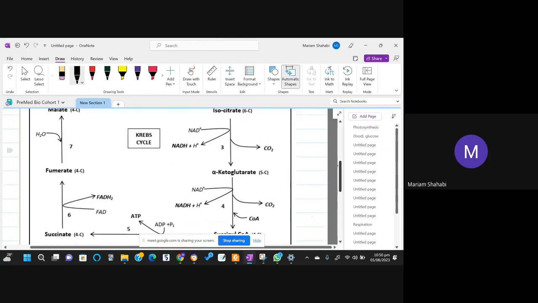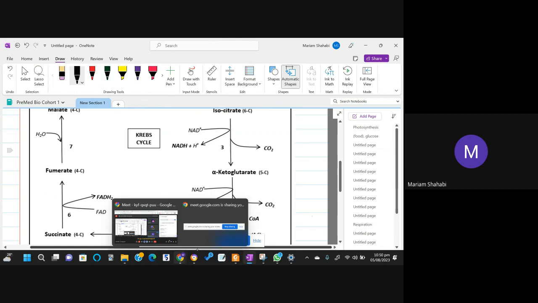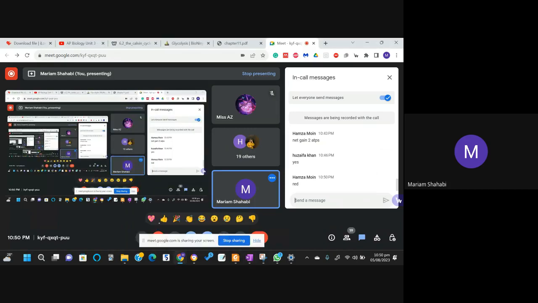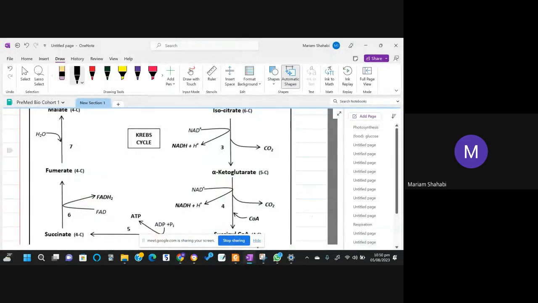Isocitrate is oxidized or reduced? Can anyone tell me in the chat? Oxidized or reduced? Reduced. Oxidized. People look confused इसमें. अच्छा.